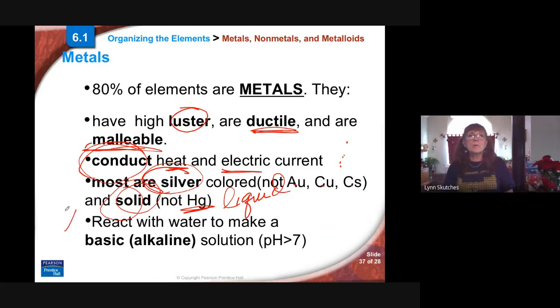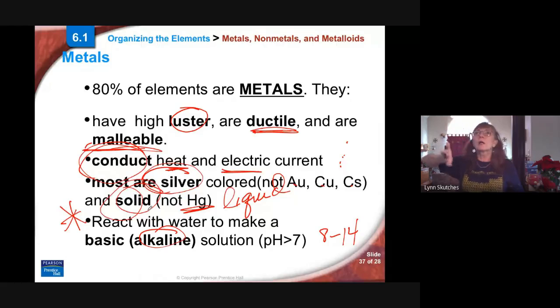This is a big key point. They react with water to make a basic, which is also called an alkaline solution, with pHs of 8 to 14. So when I put hydrogen in water, kind of silly, it's hydrogen, it's water, it doesn't really do anything. But if we put sodium or potassium in water, they make hydroxides, which are alkaline, hence the name for the group 1 elements, the alkali metals. The second group is alkaline earth metals, and we'll get into all the names next week.